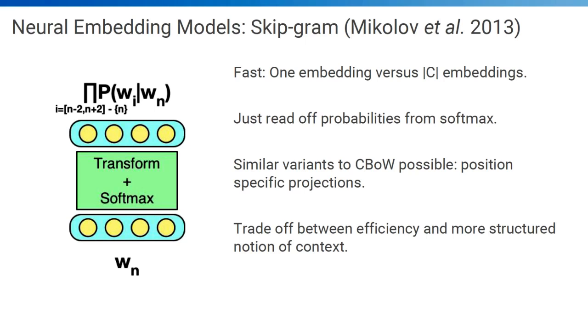And here there are similar variants to the continuous bag of words that are possible. You could have position-specific projections, and obviously you're trading off between efficiency and a more structured notion of context if you do that, but you can learn richer representations through that. But one of the things that appeals to people, if you don't do that, is just the relative simplicity of this model. It's easy to implement. There are a bunch of reference implementations in TensorFlow and Keras and DyNet probably that you can look at. Yes?